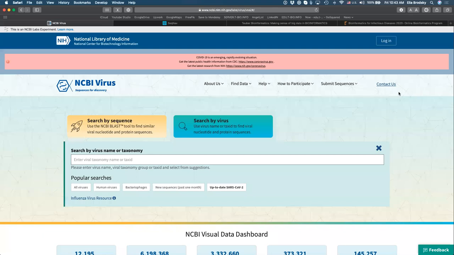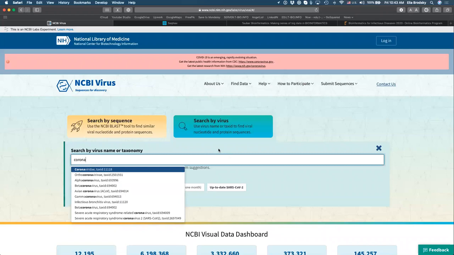And what you will see when you go to this link is something that looks like this. And here you can go to search by virus. So here we will find a collection of different data sets, and we can simply put in corona. And we will see, if you give it just a couple of minutes, some of the options that you can find.